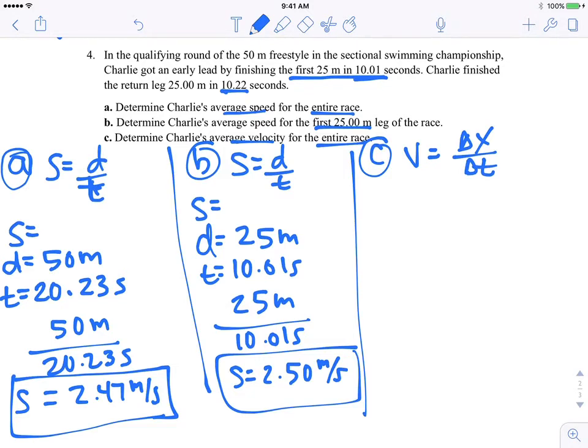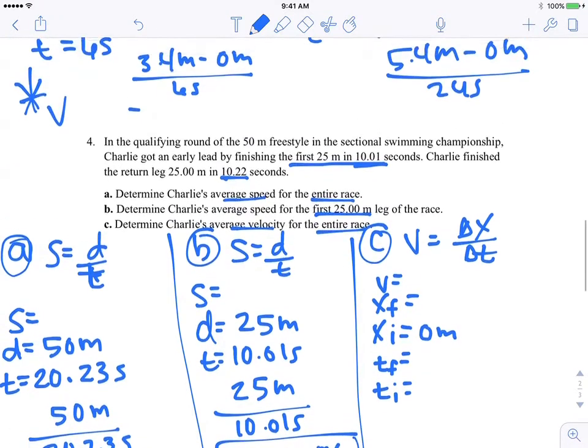Okay, now let's look at velocity. We have V, which we're solving for. Delta X is just XF minus XI over TF minus TI. So what's his initial position? His initial position is 0 meters, right? Because if you think about it, where can I draw this little swimming picture? Here, let's put it right here.